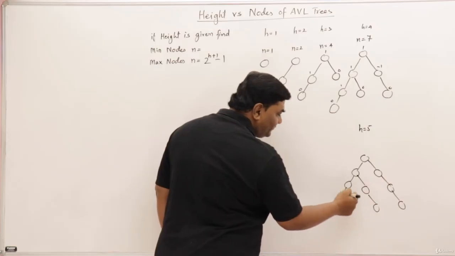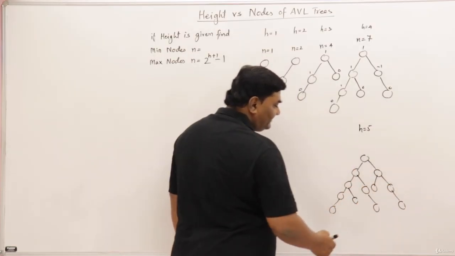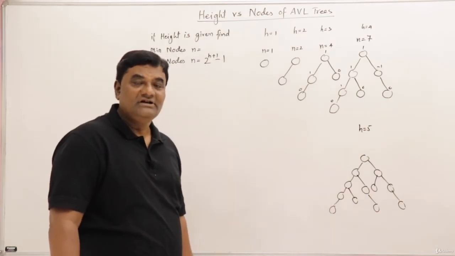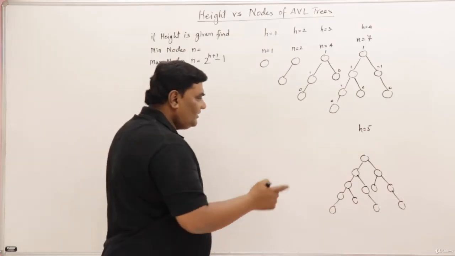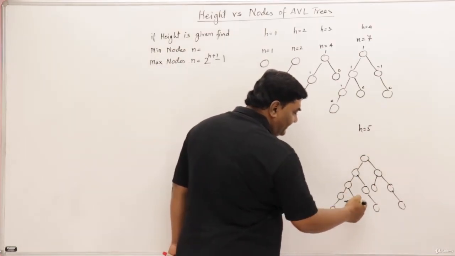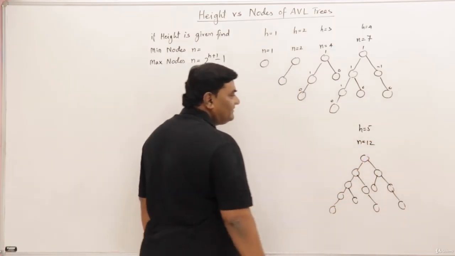Now here you have 3, so here you should have 2. Balanced. Here you have 3, here you should have 2. Balanced. Now this is balanced. If you check the balance factors for all the nodes, then the tree is balanced. Total how many nodes are there? 1, 2, 3, 4, 5, 6, 7, 8, 9, 10, 11, 12. So minimum 12 nodes are required.